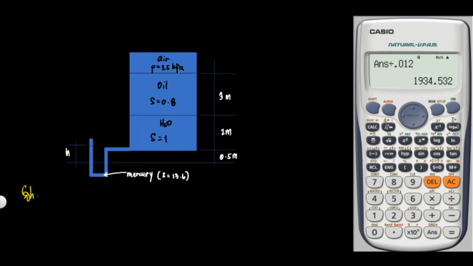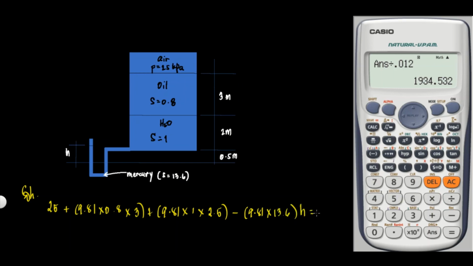Solution: from here, we have 25 kPa. Then we add 9.81 by 0.8 for the oil, times the height, which is 3. Then you add water: 9.81 times 1 times the height, 2 or 2.5? 2.5. Then minus 9.81 times the specific gravity of mercury, multiplied by the height, equals 0.